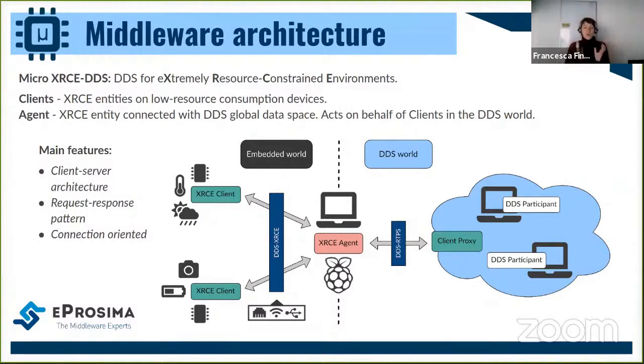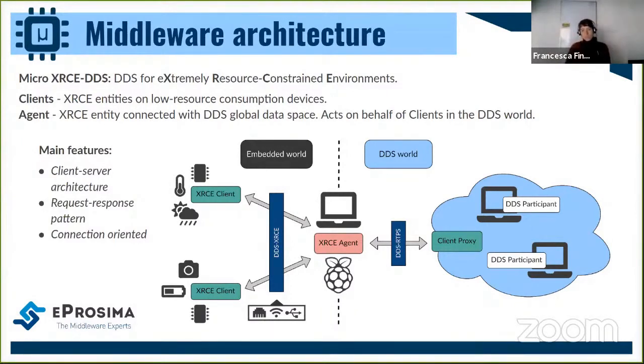The transport protocols supported by default by this XRCE-DDS library are UDP, TCP, and serial. There is also the possibility for the user to define their own custom transport. So here we're speaking of the transports that are able to intercommunicate the agent with the client, okay? Then you also have the other part of the communication, which is the one between the agent and the DDS world.